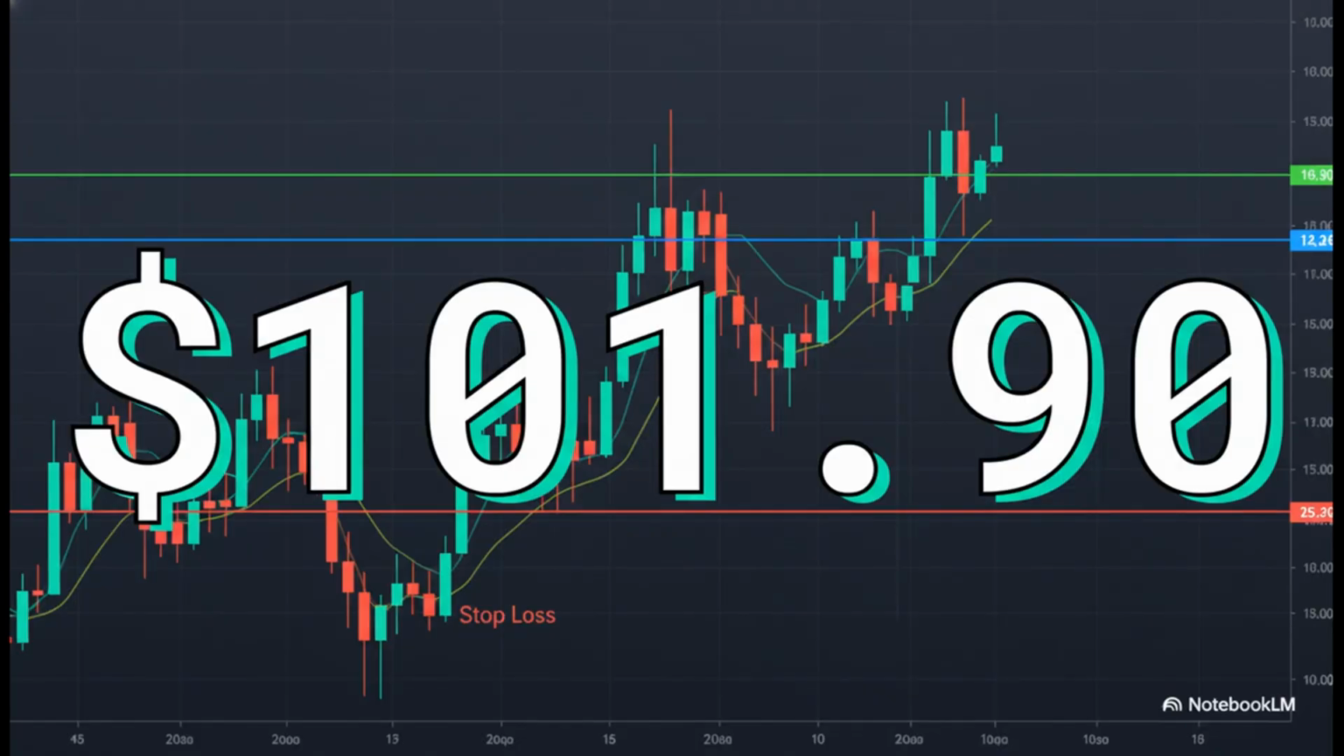And here it is, the most important number on the screen. This is our safety valve, our absolute line in the sand. If the price closes below $101.90, the entire plan is invalid. I'm going to say that number again, $101.90. If it breaks below that, our theory is wrong, the uptrend is likely broken, and we are out.